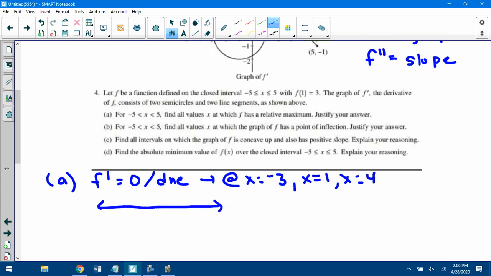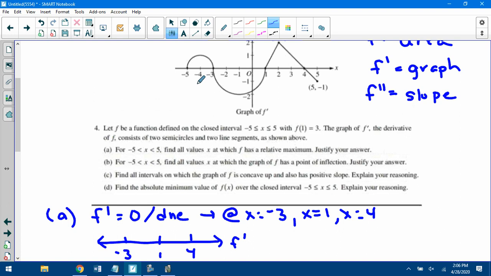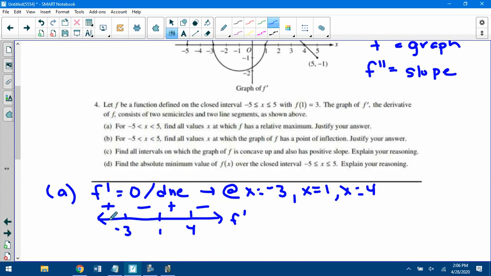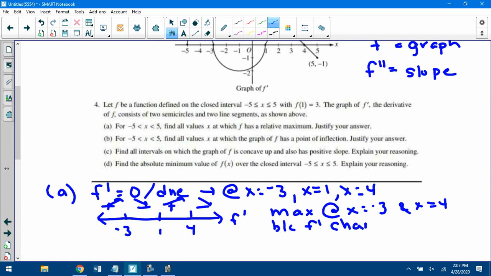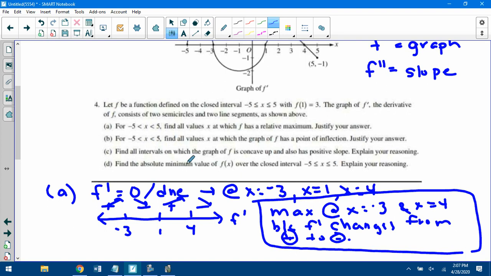Then, to find maximums, we would do our number line test. So plot -3, 1, and 4. Before -3, the graph is positive. Between -3 and 1, it's negative. Between 1 and 4, it's positive. And after 4, it's negative. So we want local maximum. So increasing to decreasing, right there's a maximum. Increasing to decreasing, right there's a maximum. So we could say max at x equals -3 and x equals 4 because f prime changes from positive to negative. Don't forget to justify if it asks you to. Okay, that was part A.